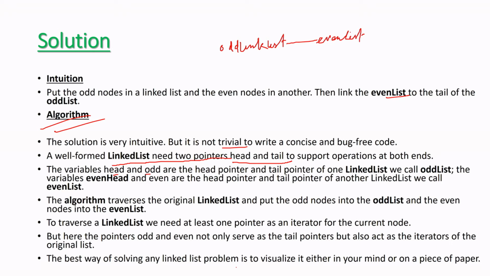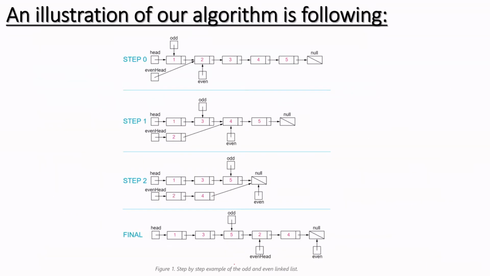Here the pointers odd and even not only serve as tail pointers but also act as iterators of the original list. The best way to solve any linked list problem is to visualize it, either in your mind or on a piece of paper. So let's understand an illustration of our algorithm. Coming to this point, in the initial step, you can see that we are taking head here.